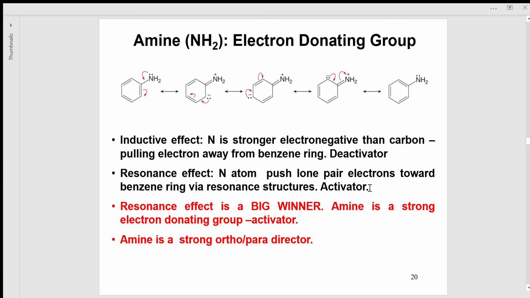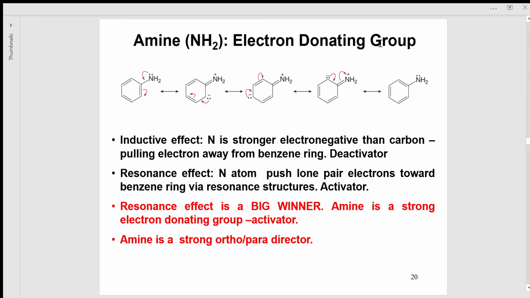Now let's analyze the amine group. This is very common in many organic syntheses. Is the amine group an electron donating or electron withdrawing group? Alright, I already gave you the answer here: amine is basically an electron donating group. But I want you to know why amine is an electron donating group.